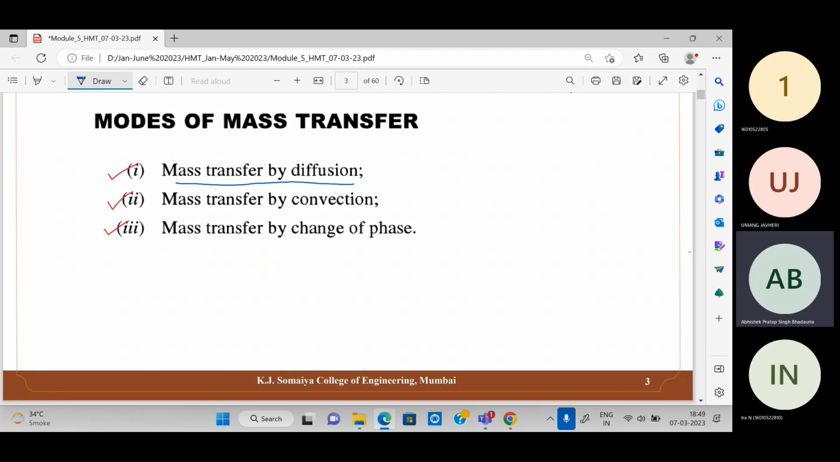So basically, this is known as molecular or eddy diffusion. This mass transfer by diffusion occurs due to the concentration gradient of a chemical species component in the system through a stagnant field.